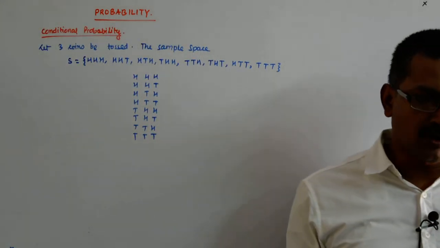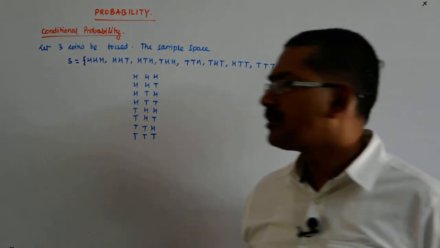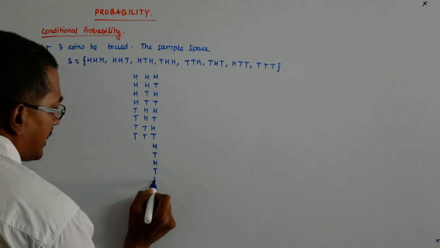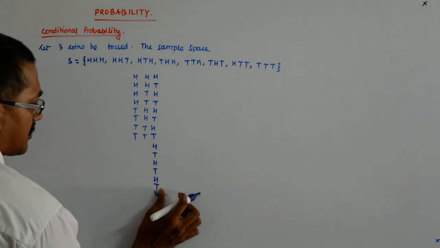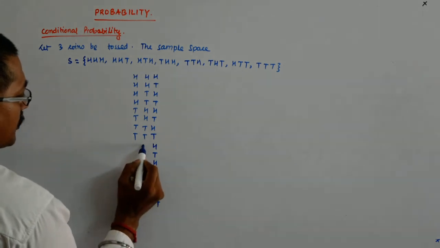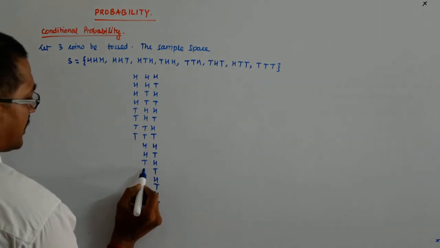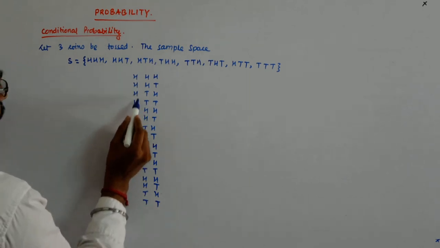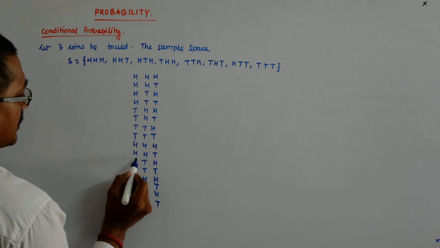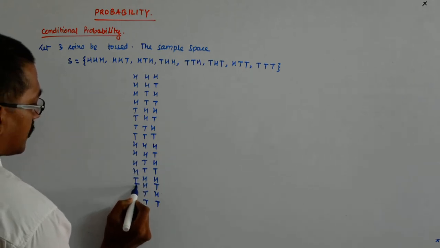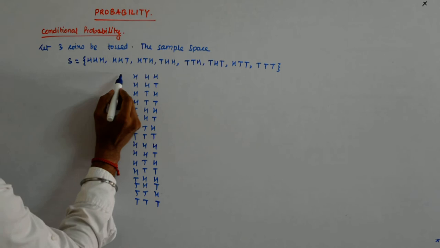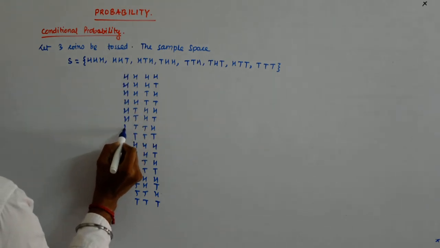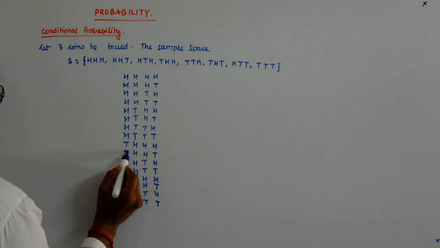If there are 4 coins, you know 16. So what do you do? You have done till here: H T H T H T H T. And then you extend this: H H T T H H T T. This 4H 4T, now another 4H and another 4T, and then 8H and then 8T.